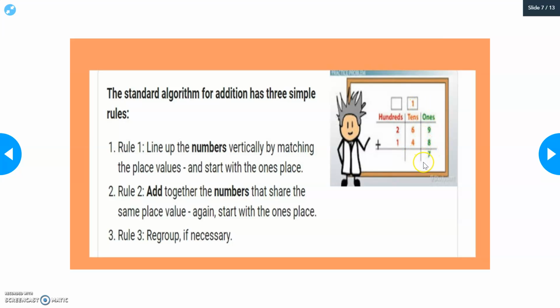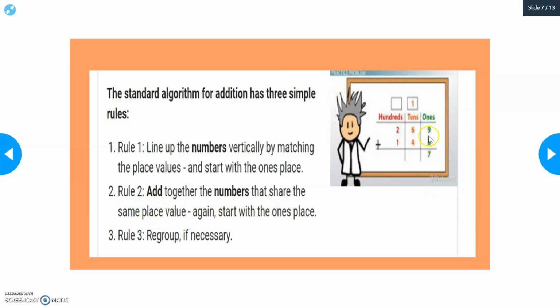So if you have the equation 269 plus 148, you will line your numbers up vertically according to the place value. So all the ones will be lined up together, the tens, hundreds. Let's say we have thousands, 10,000s, 100,000s, and it'll go on and on. But you definitely want to make sure that you line the numbers up according to its place value. Rule 2, add together the numbers that share the same place value. Again, start with the ones.